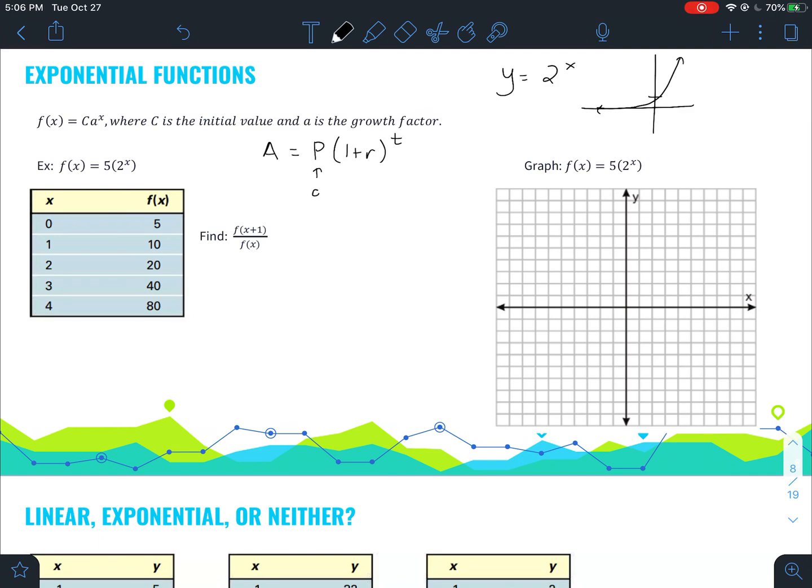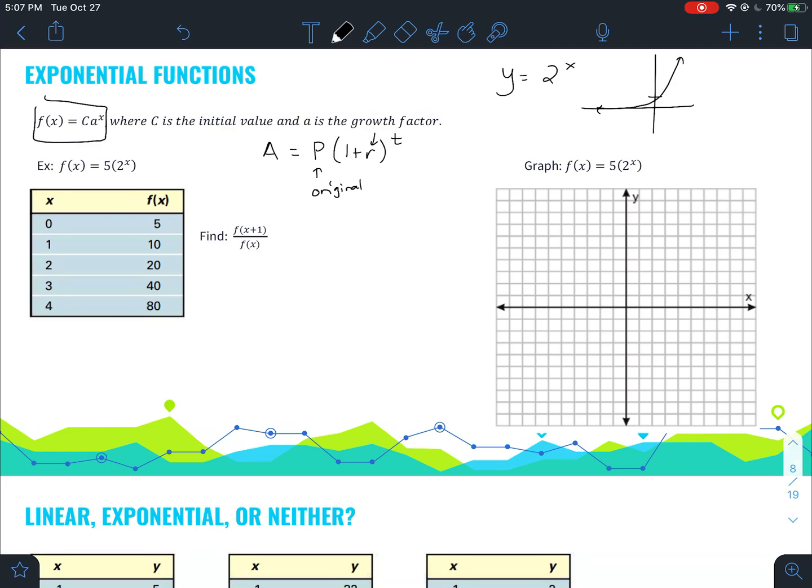In this case, P is the original amount. If it was money, it was the original amount that you invested. And then r is going to be like the growth factor. If it was increasing by 100%, it would be 1. If it was increasing by 75%, it would be 0.75, and so on and so forth. And in this exponential expression, C would be your original amount, so it's how much you would have if the time was 0.